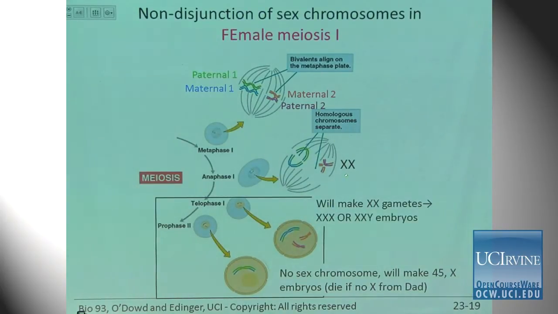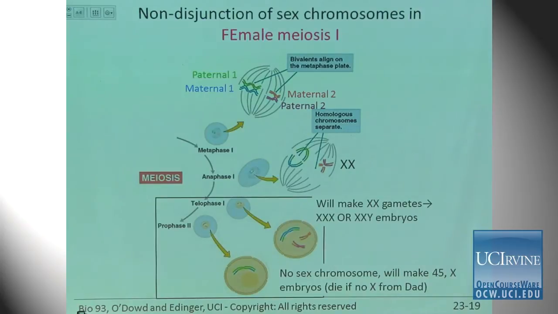In female meiosis, you only have an X chromosome, but you can still have non-disjunction. So here, if you have non-disjunction in meiosis 1, both X's will go to the same pole, and you'll end up making gametes that have 2 copies of the X. If they fuse with an X-bearing sperm, you'll get the triple X. If they fuse with a Y-bearing sperm, you'll get XXY embryos, people. Down here, this one has no sex chromosome. It will make 45,X embryos, people with Turner's. If this fused with a Y sperm from dad, you have nothing. Because somebody who's Y only would fail to develop. The X chromosome is essential.